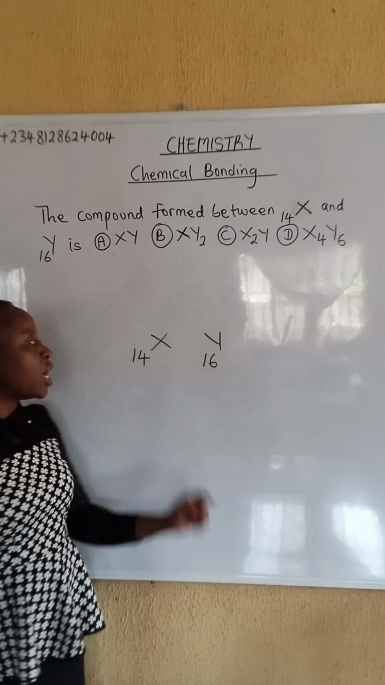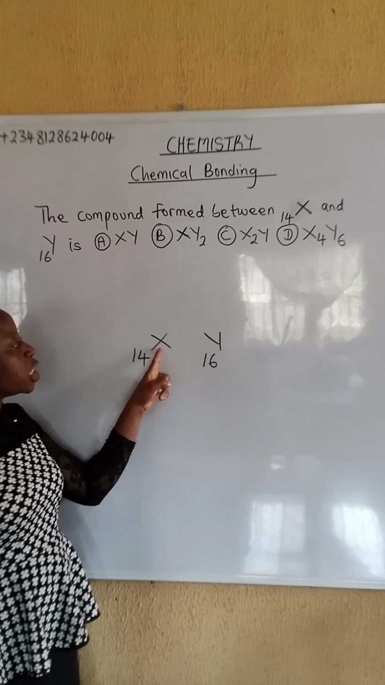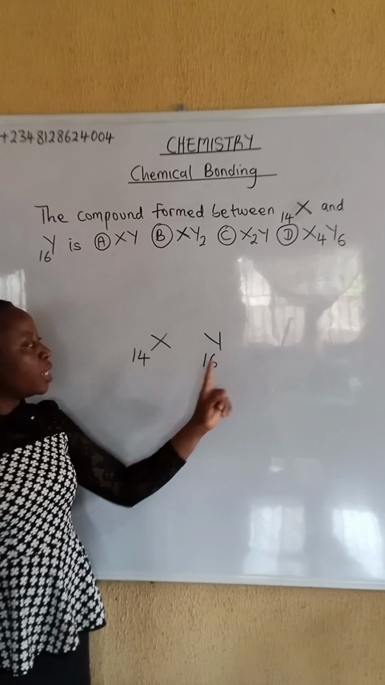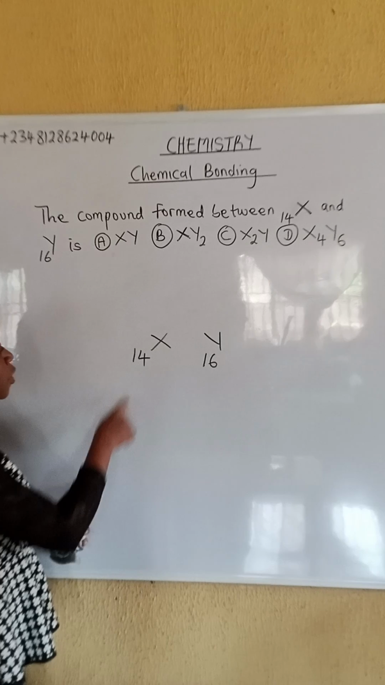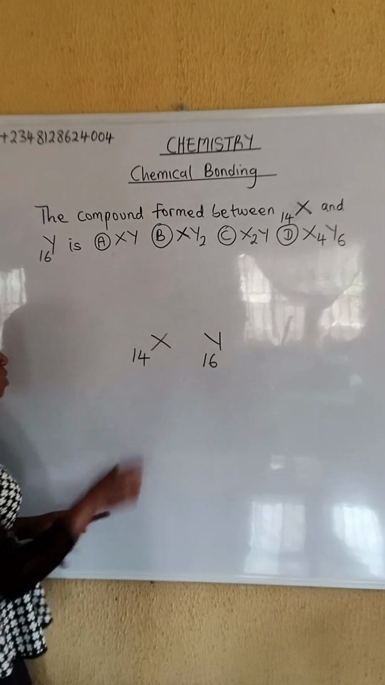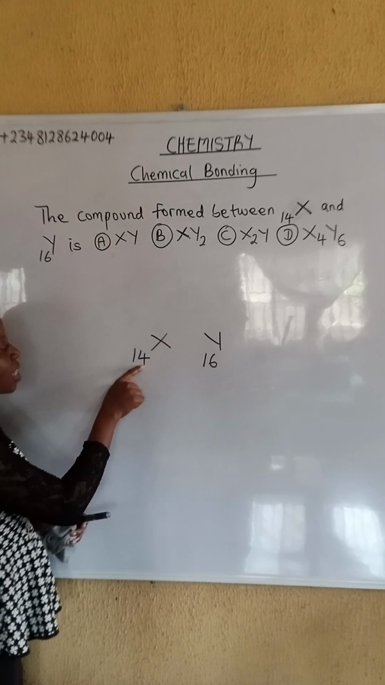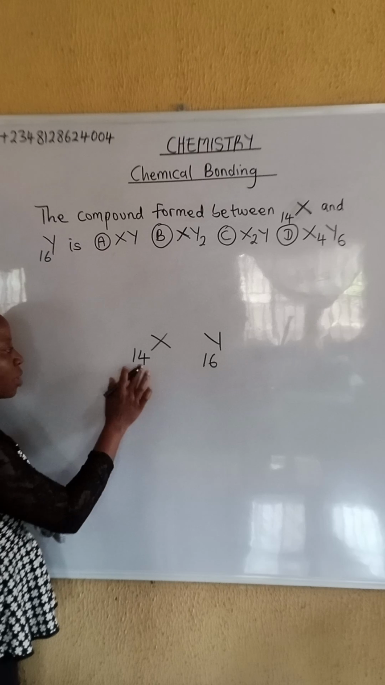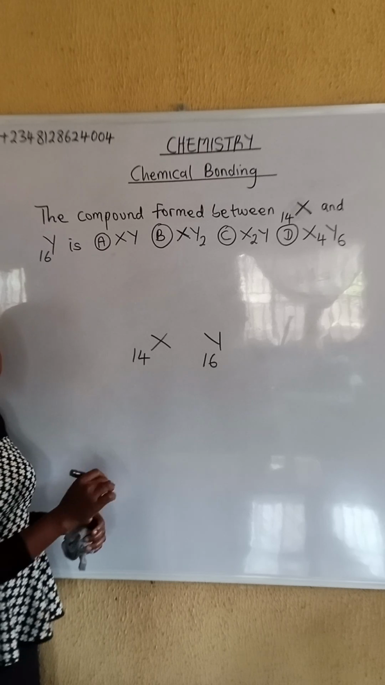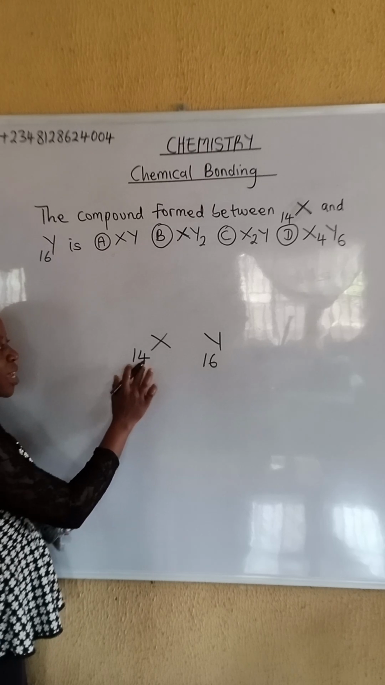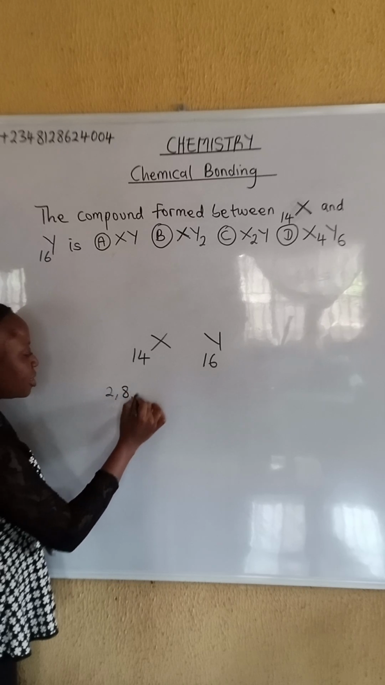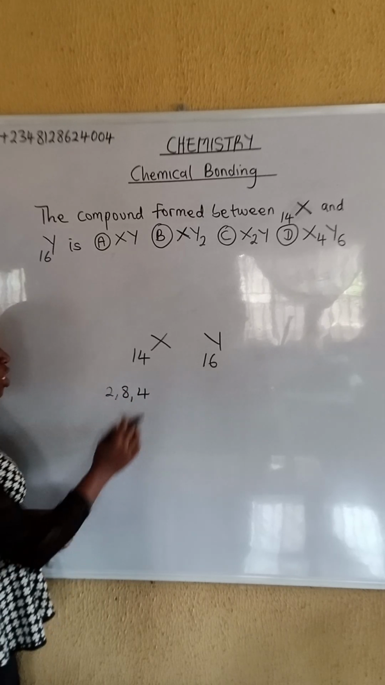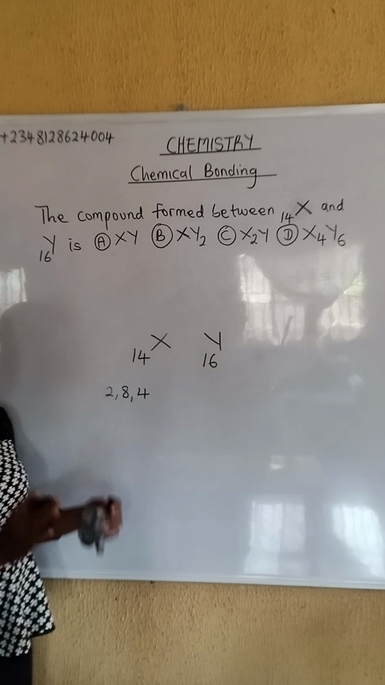So what are we going to do now? You are going to assign a charge to element X, then assign a charge to element Y. So let's look for the charge on element X. Element X has atomic number of 14. So the shell electronic configuration for element X is 2, 8, 4. So it has 4 valence electrons.